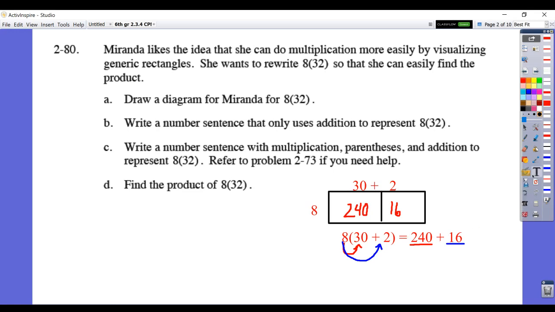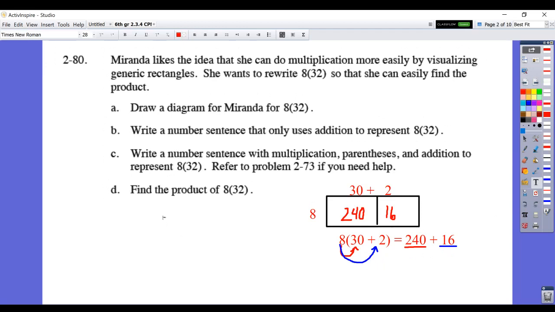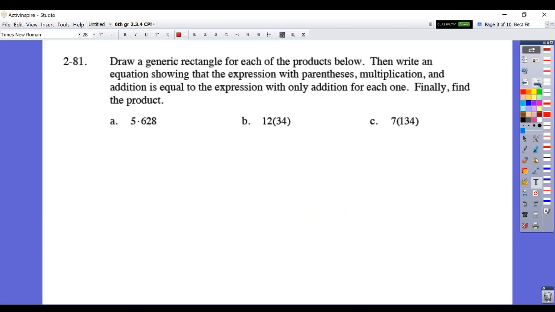Now, in terms of the answer, we know that that would give us, for part D, 256. But again, the idea here is really not so much about the answer, but about the process. The generic rectangle is a way of seeing how we can break this apart, which allows us to better understand the idea of the distributive property. So if we were going to look at some of these others, let's look at how we might do those.